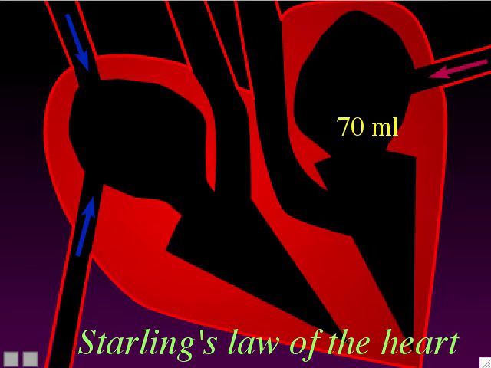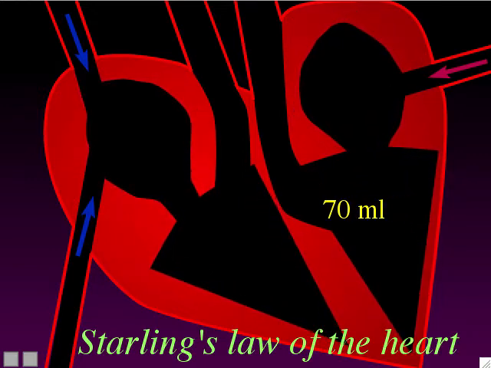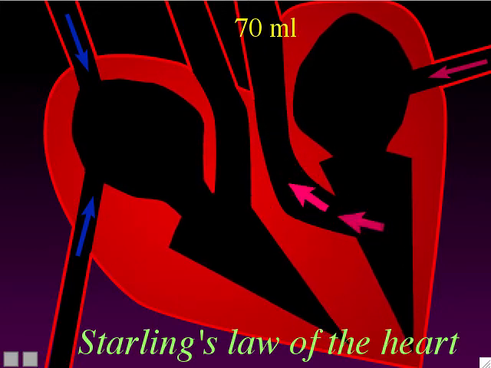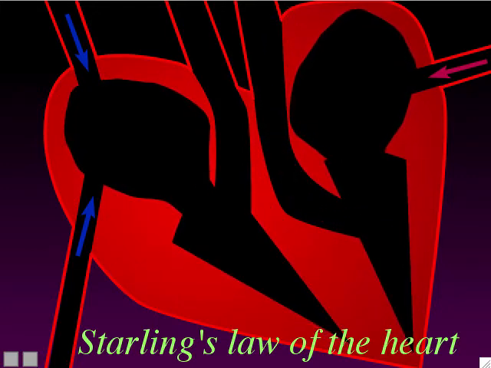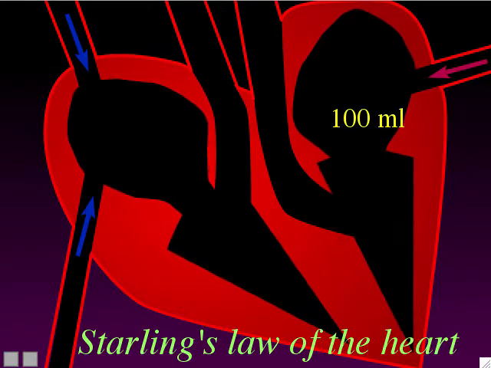The higher the end diastolic volume, the larger the stroke volume, so that the heart can expel that amount of blood, and conversely, the lower the end diastolic volume, the lower the stroke volume is going to be on the next beat, again, so that the heart can always expel the same amount of blood that returned to it on the previous beat.